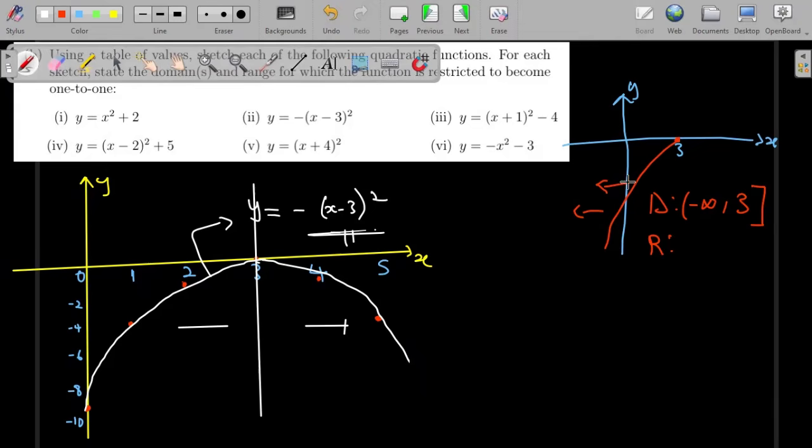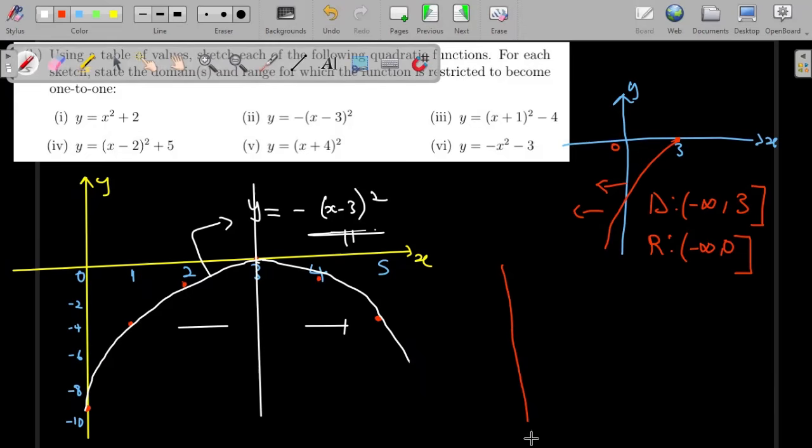And then what is the range? The range is the y values. You see that the highest is at the turning point, and then it goes down. So it starts from minus infinity and goes all the way to 0, not 3. All the way to 0, because the x-axis is the line y equals 0. So the y values go from minus infinity all the way to 0. That is the range of this first part.